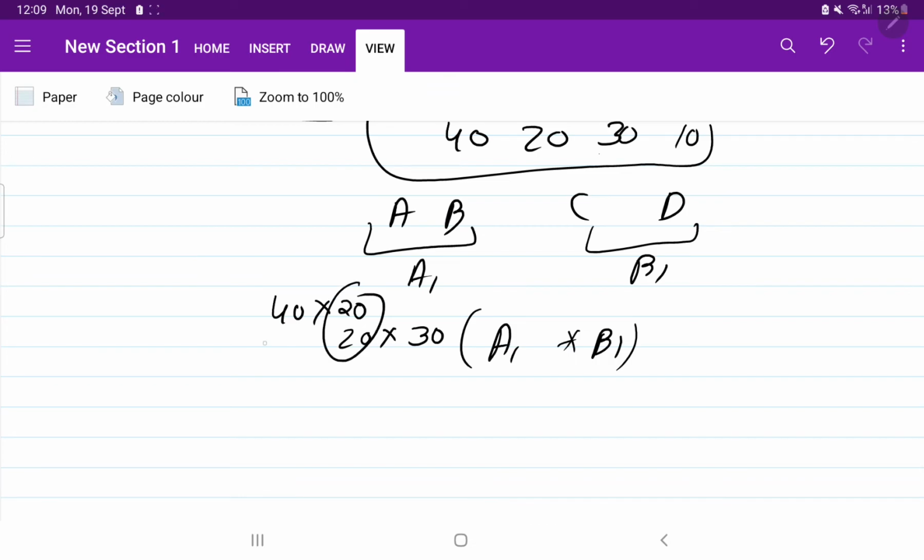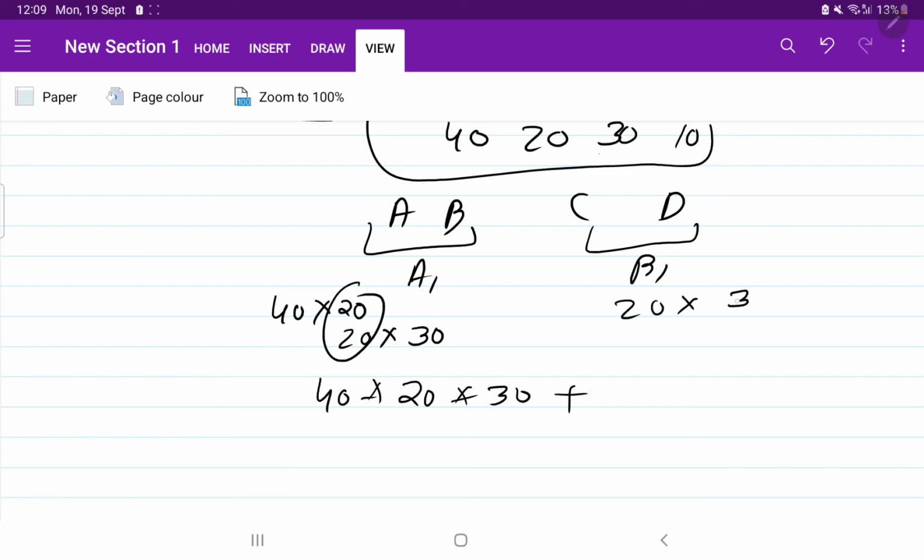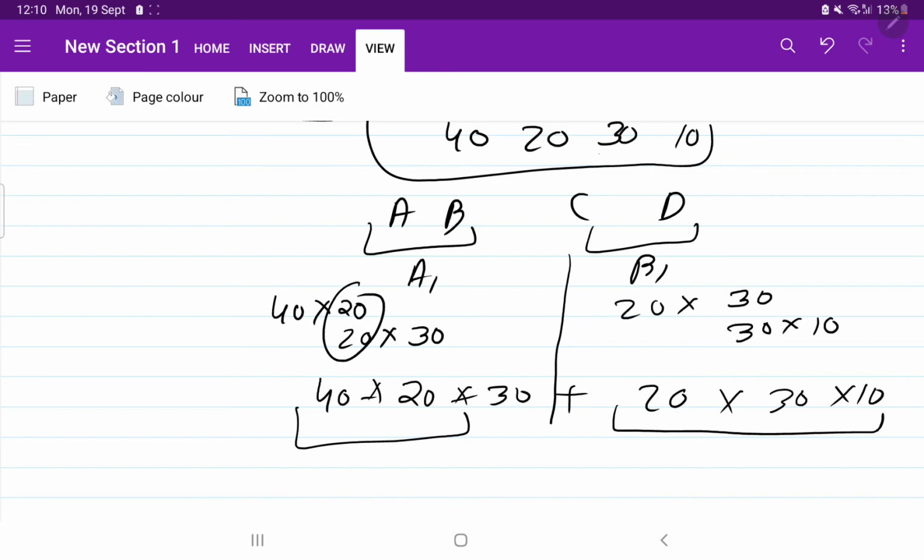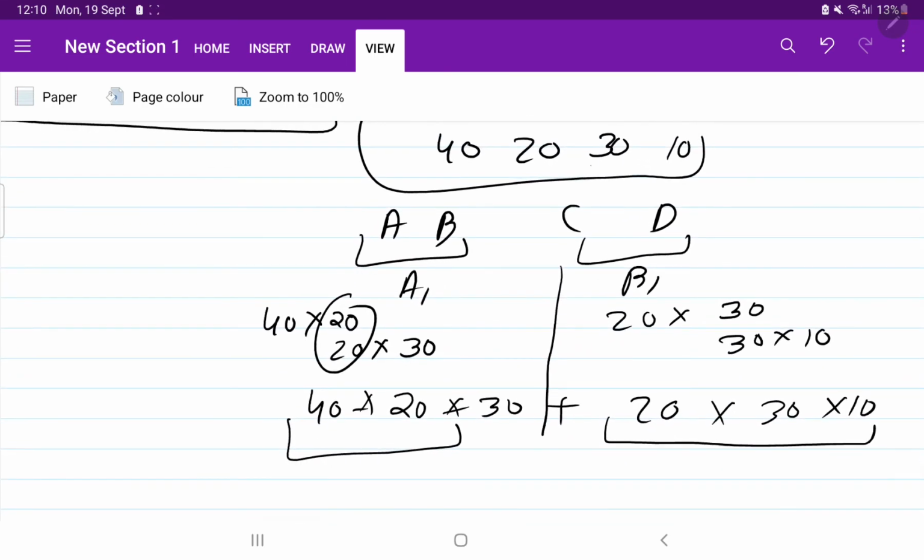Okay, so what will be the A1? 40 into 20, 40 into 20 into 30, and we are going to find B1. So B1 is going to be 20 into 30, then 30 into 10, so it is going to be 10 into 30 into 10. So this is the solution of A1 and this is the solution of B1. Okay, then we are adding them.